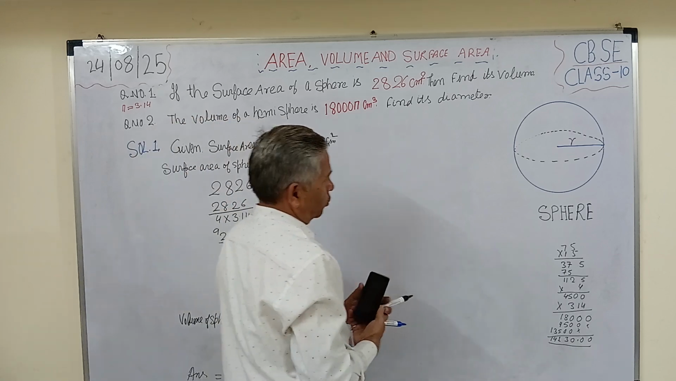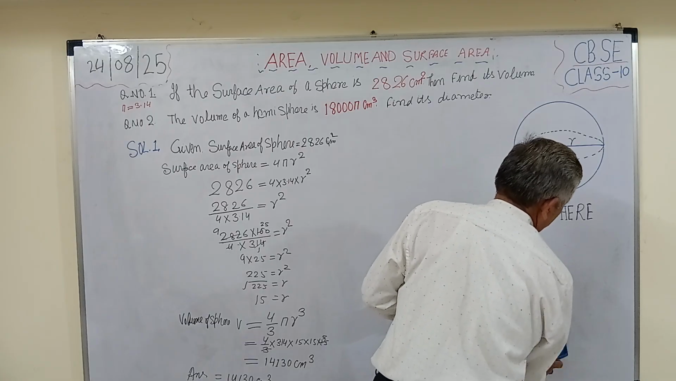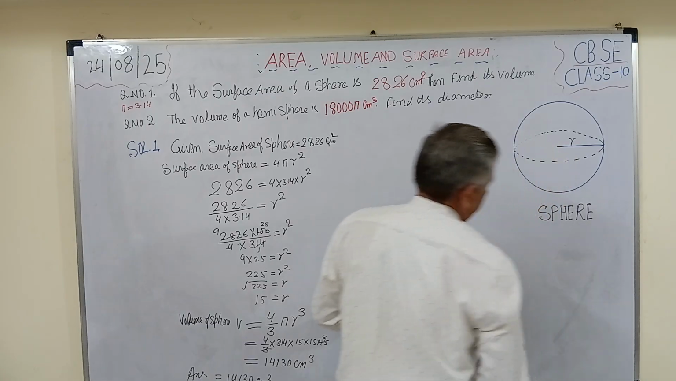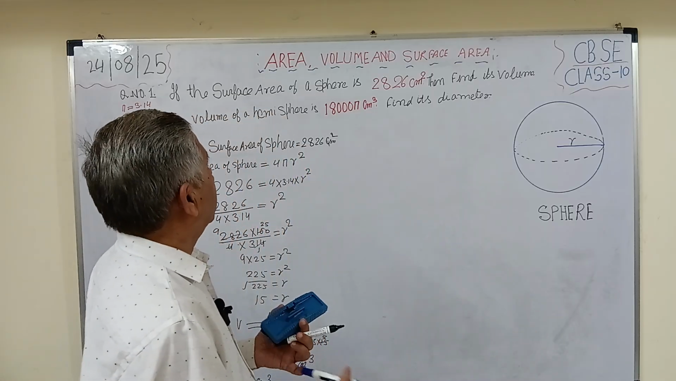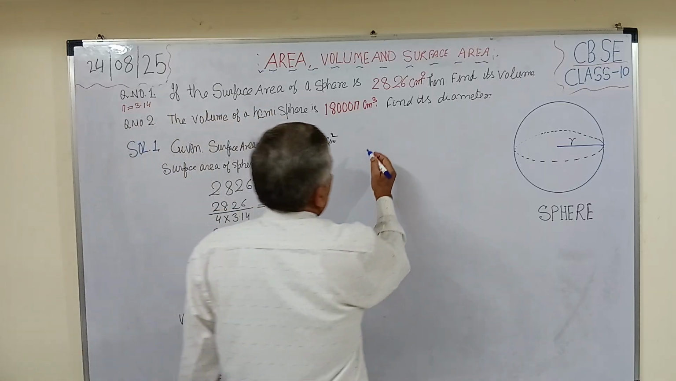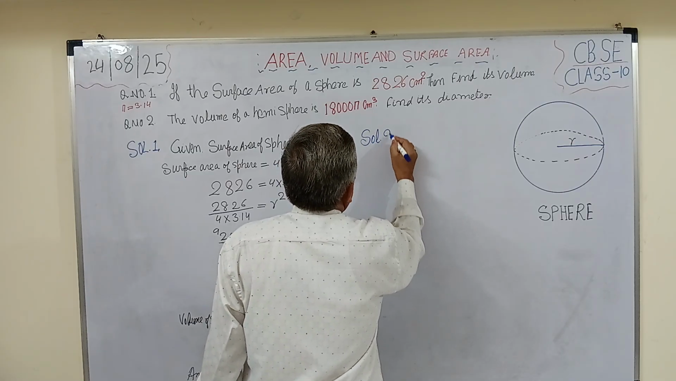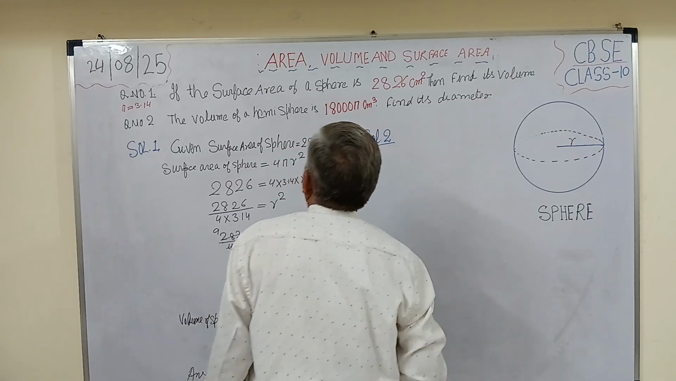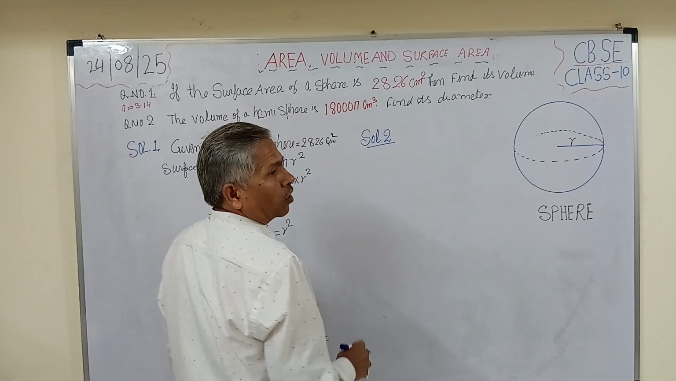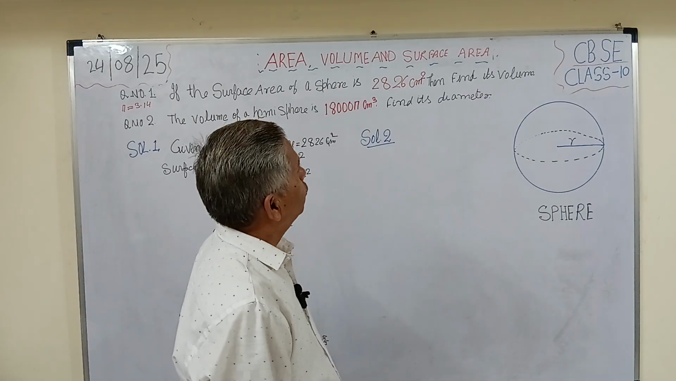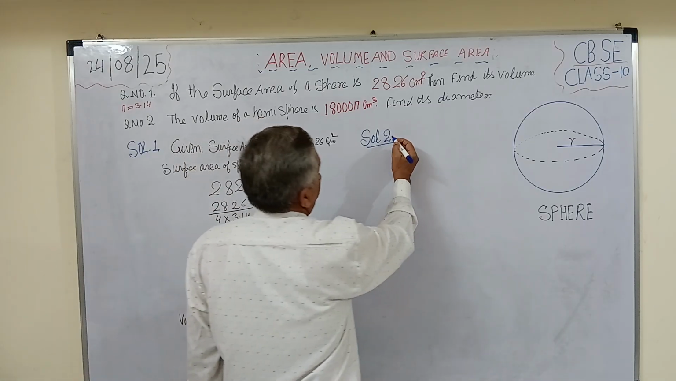Question number 2 is on hemisphere. Hemisphere means half of the sphere. Solution for question number 2: the volume of a hemisphere is 18,000 pi centimeter cube. Find its diameter. So the volume is given to us.